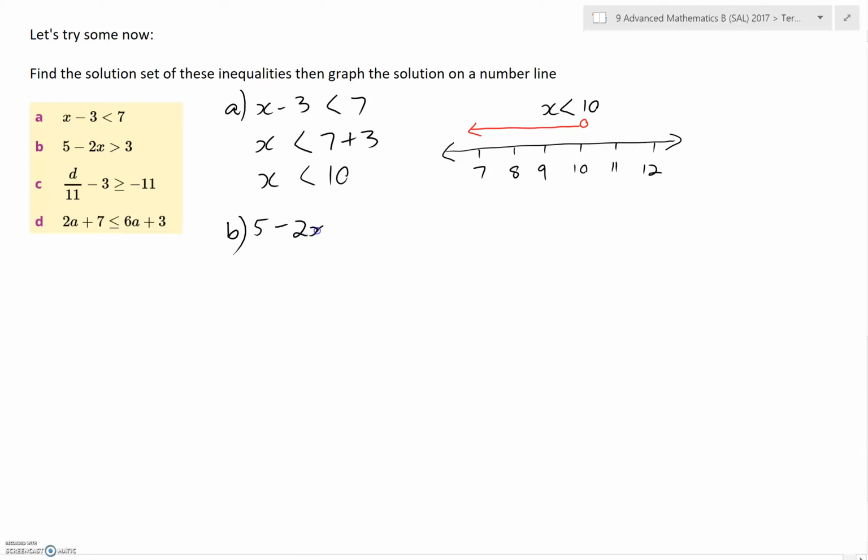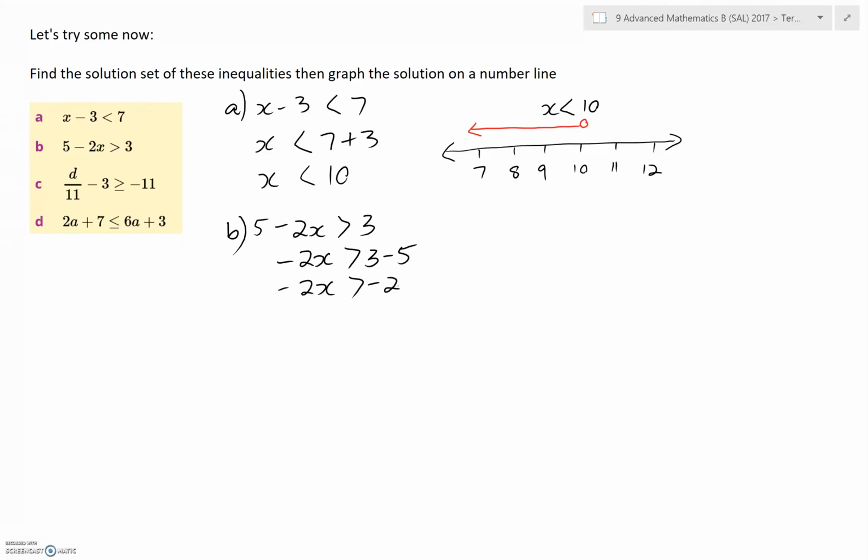5 minus 2x is greater than 3. So again, we want to collect our numbers. So I need to take 5 away from both sides to get my numbers together on the same side. So minus 2x, 3 minus 5, minus 2x, minus 2. Okay, now I want x, I don't want minus 2x. So I need to divide both sides by negative 2.